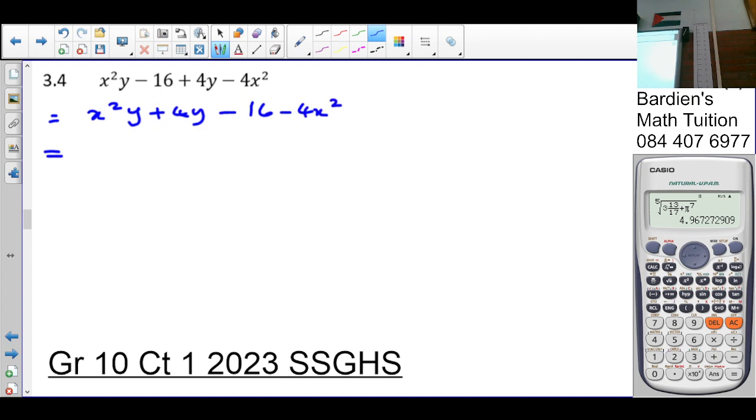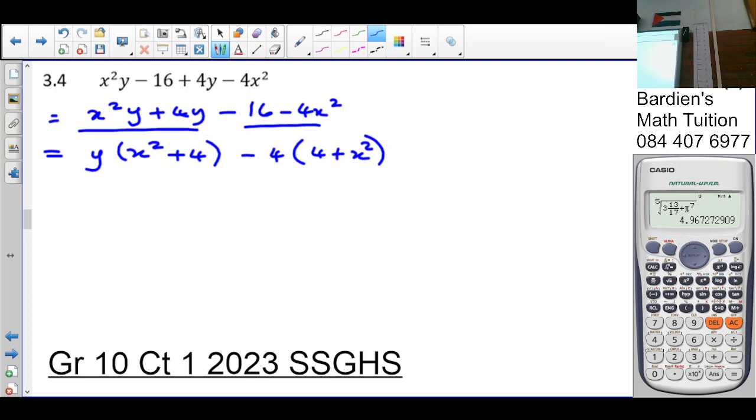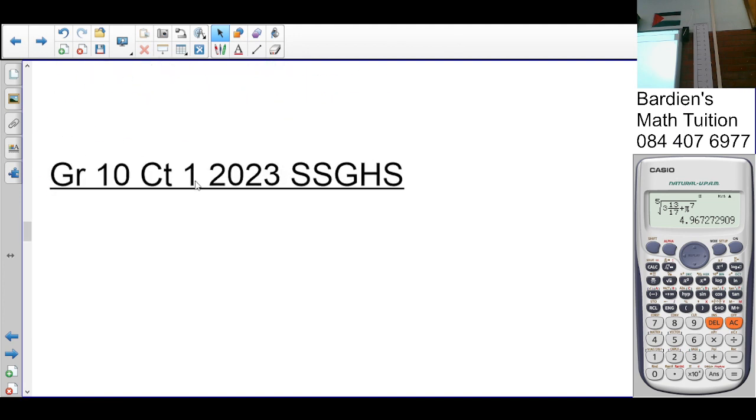Okay? So there y is common. I'm left with x squared plus 4. Not so? Here, what is common here? Negative 4. So I got 4 plus x squared. Now is x squared plus 4 the same as 4 plus x squared? Yes. So we can take x squared plus 4 out as a common factor. I'm then left with y minus 4. Any confusion here? You all okay with this? Right, let's carry on.